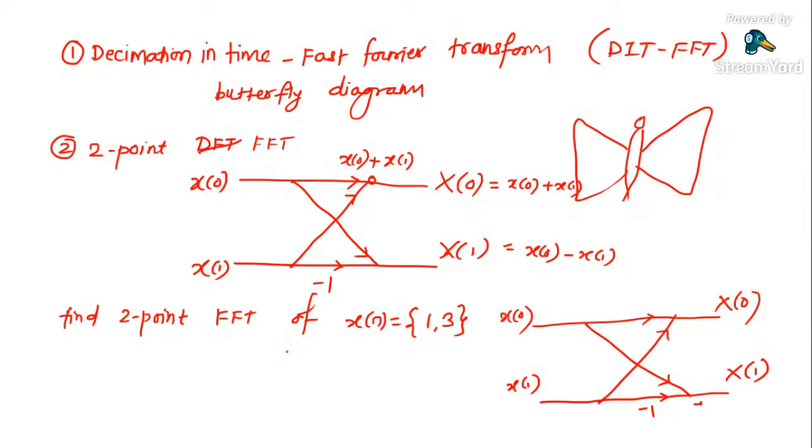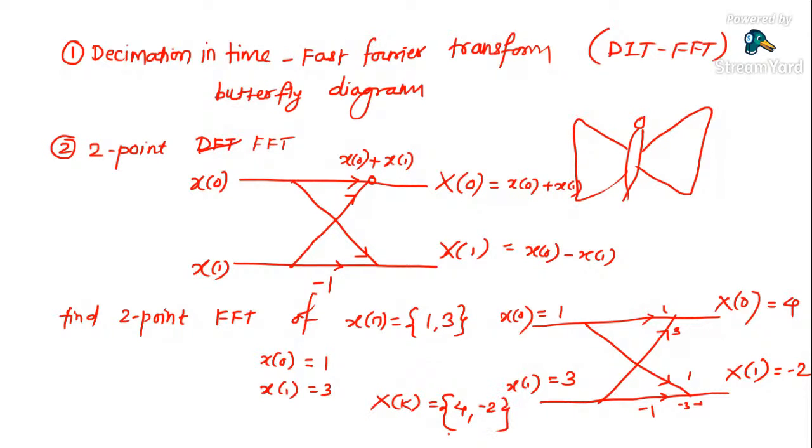Now what is the value of this x of n? Write down x of 0 equal to 1 and x of 1 equal to 3. So put those values, x of 0 is 1 and x of 1 is 3. Then 3 will come here, and this is 1. 1 plus 3, the answer is 4. Now this 1 will come here and this is minus 3. So 1 minus 3, the answer is minus 2. So finally x of k is 4 comma minus 2. That is the answer we have for the 2-point FFT.